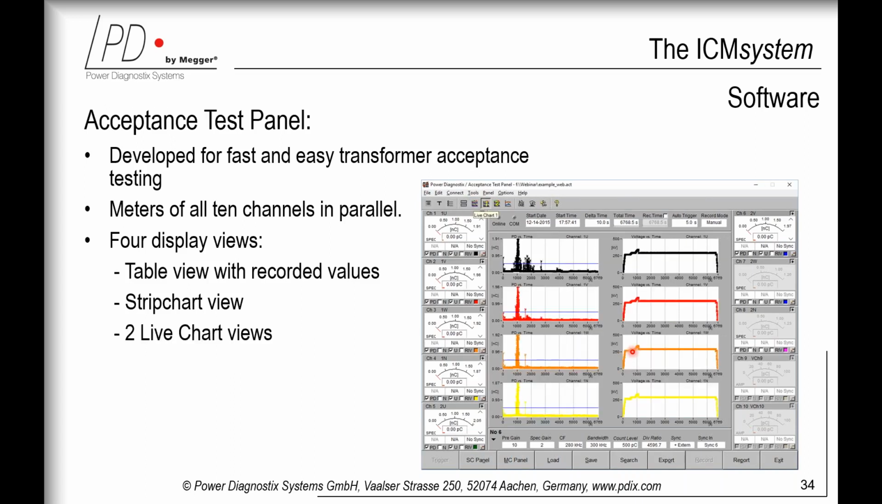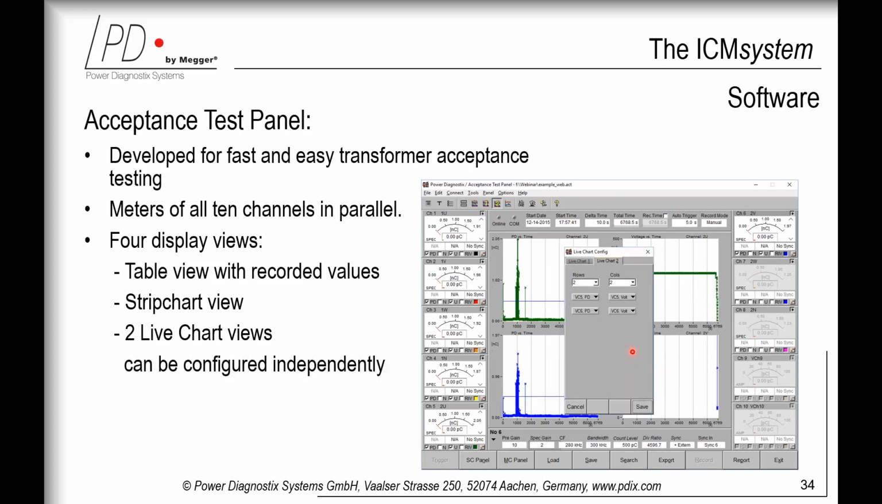This first live chart view shows on the left the first 4 recorded PD values over time, and on the right the recorded voltages measured over time for the first 4 channels. However, those live chart views can be freely configured. For instance, the second live chart view shown here gives only 2 graphs, with the PD values of channel 5 on top and the PD values of channel 6 on the bottom, and the voltages on the right side.